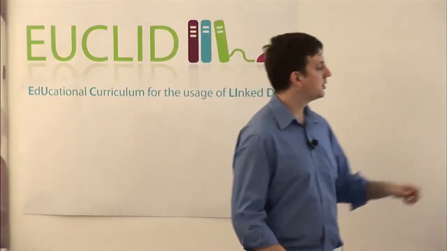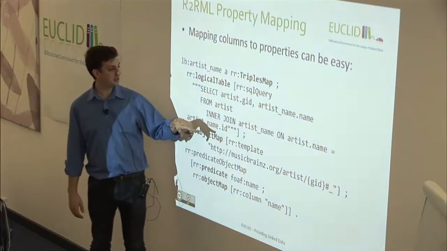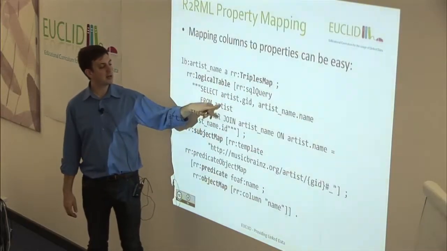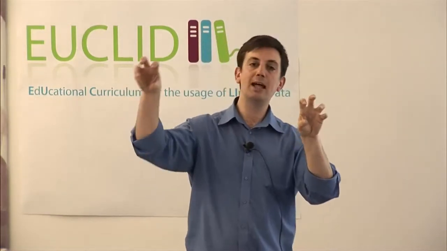Okay? So the query puts together the artist table and the artist name table, and then we query over the top and say, okay, for every artist ID, put it together with the name from the other table and use foaf:name to make that relationship in RDF.